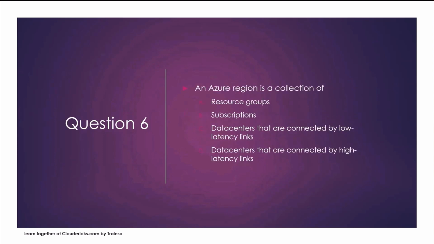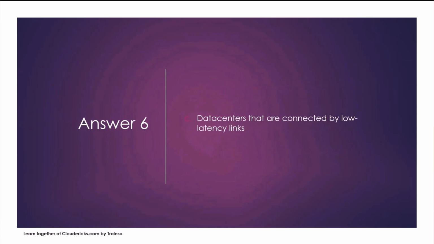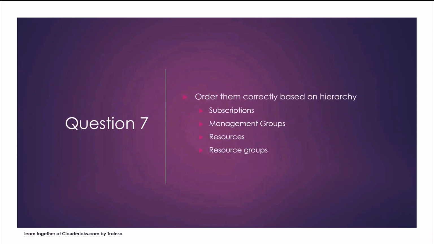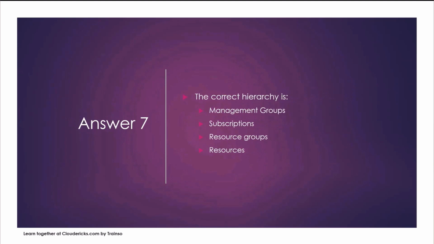Question 6. An Azure region is a collection of A. Resource groups, B. Subscriptions, C. Data centers that are connected by low latency links, D. Data centers that are connected by high latency links. C. Data centers that are connected by low latency links. That is how they keep in sync, right? Question 7. Order them correctly based on hierarchy. Subscriptions, management groups, resources, resource groups. The correct hierarchy is management groups contain subscriptions, subscriptions contain resource groups, and resource groups contain resources.